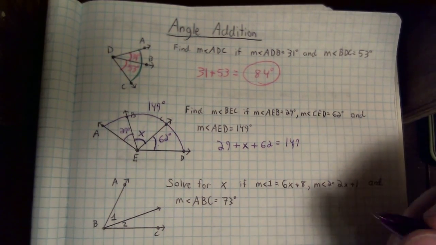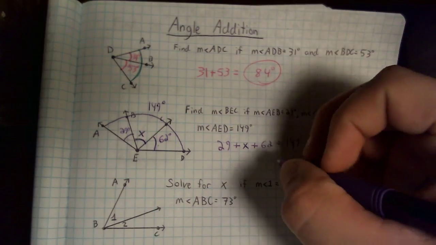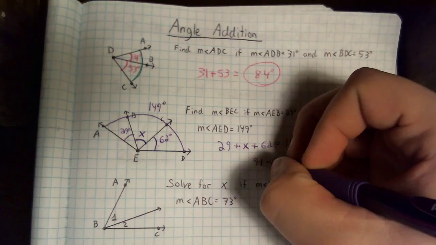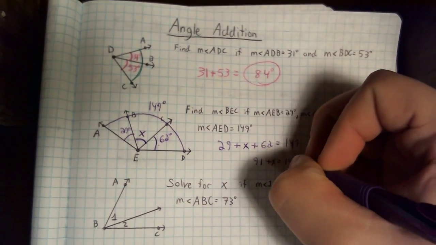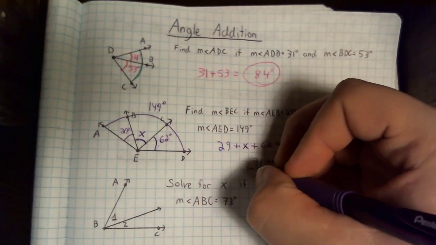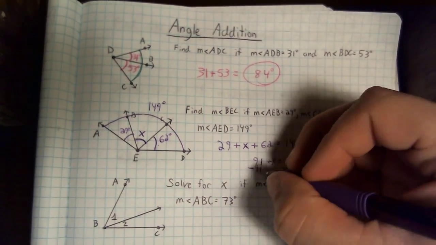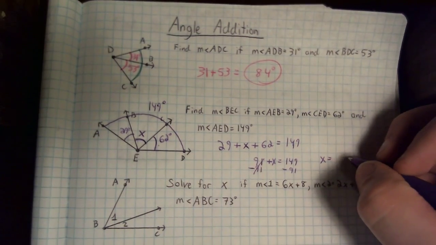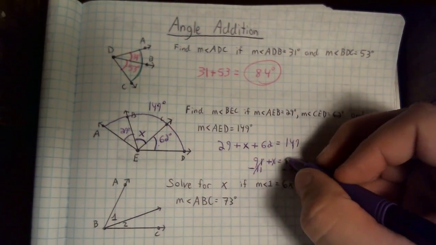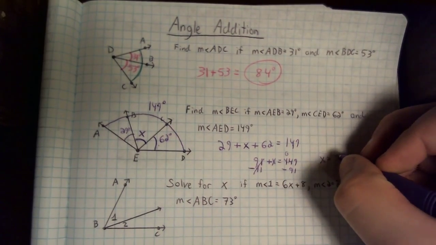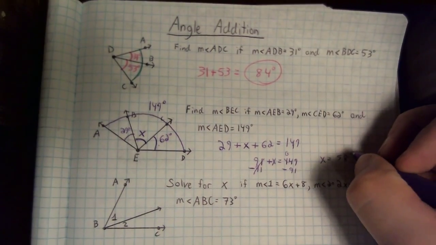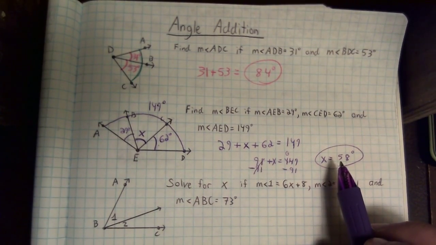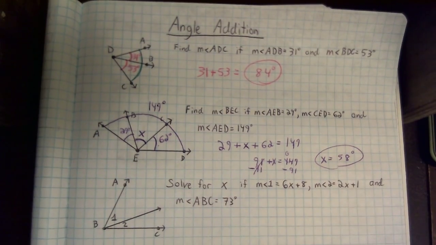Let's combine like terms and solve for x. 29 and 62. That looks like it's going to give me 91 plus x. That'll equal 149. If I subtract 91 from both sides, that goes away. 9 minus 1 will be 8. Borrow, 14 minus 9 is 5. Nothing left. So that tells me that the angle that I was looking for, BEC, is 58 degrees.